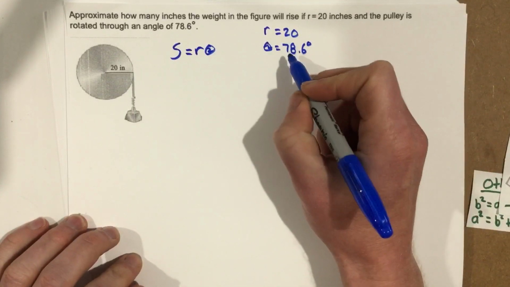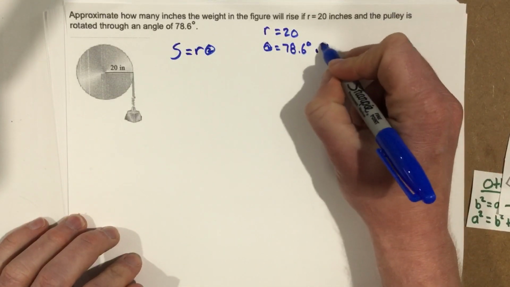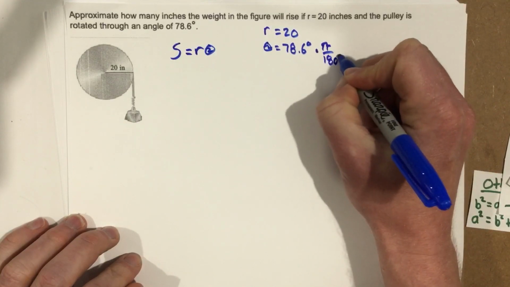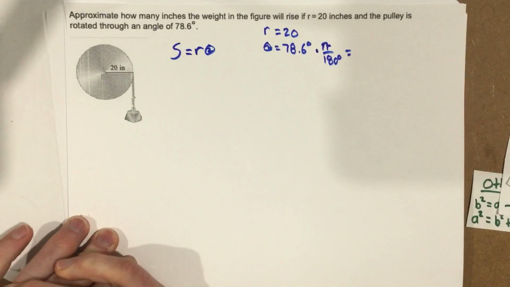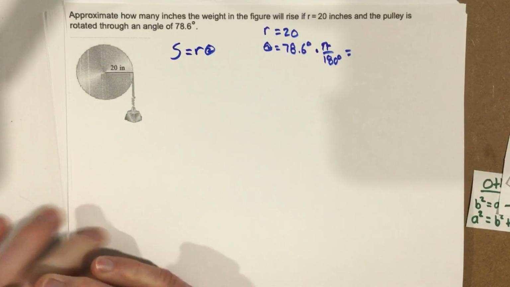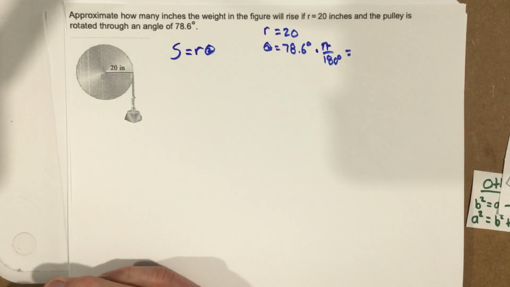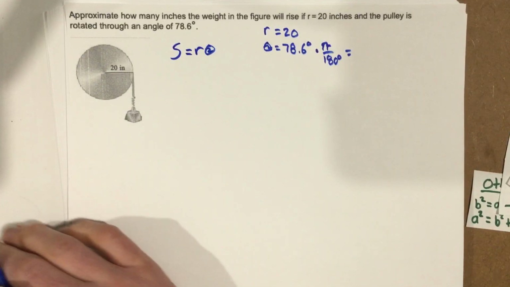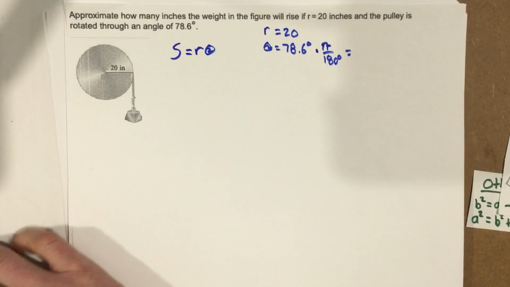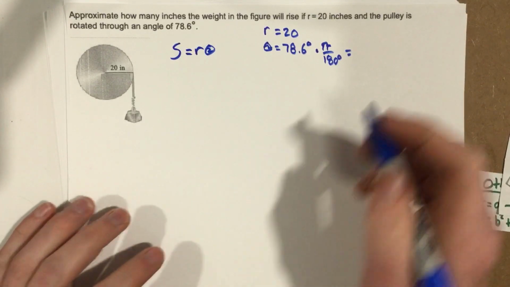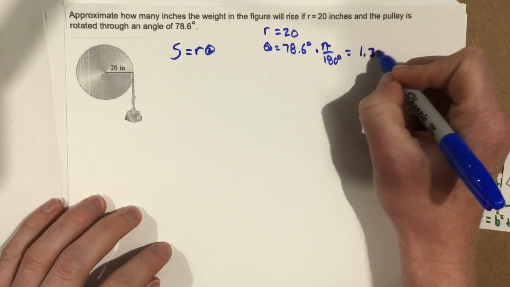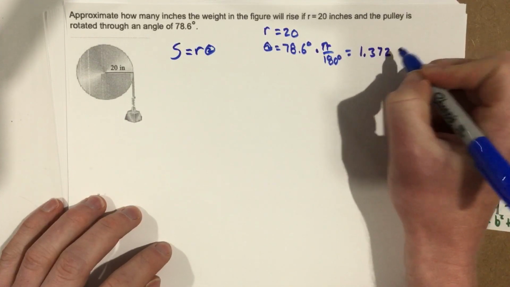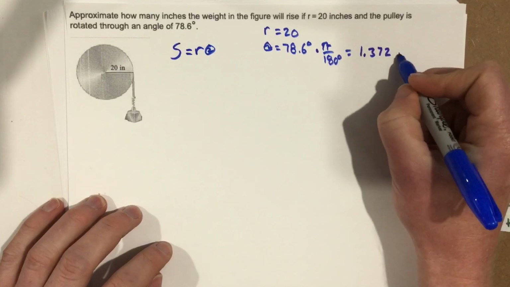But we want theta to be in radians, so we need to multiply it by pi over 180 degrees, which is the ratio between degrees and radians, right, for 180 degrees. So we take 78.6 times pi, and we divide it by 180, and that tells us we have 1.372 radians.